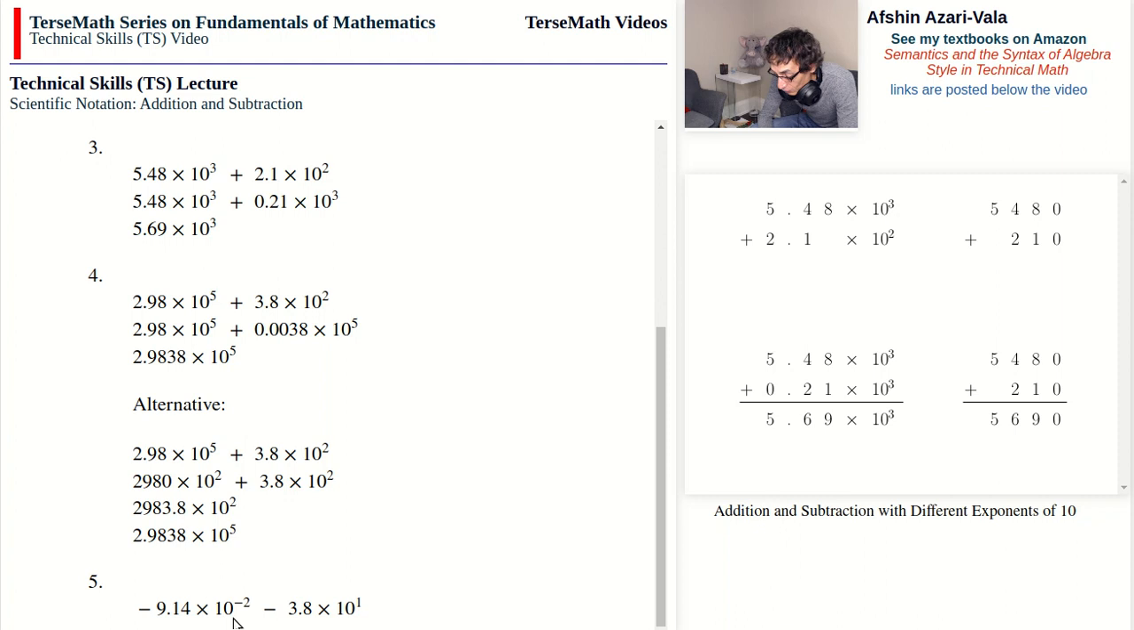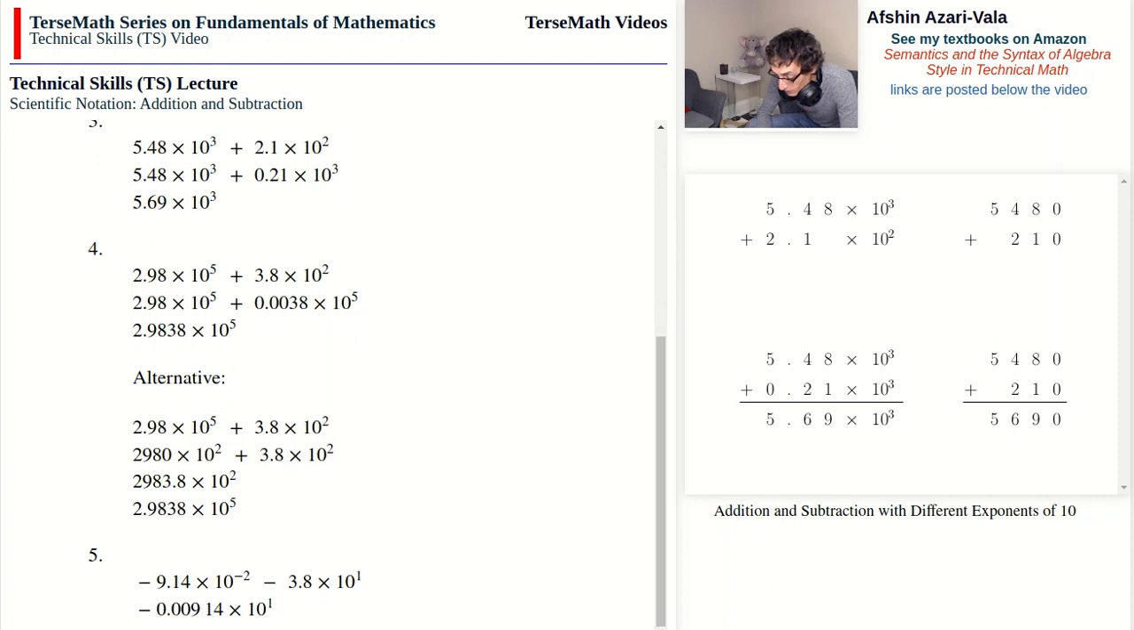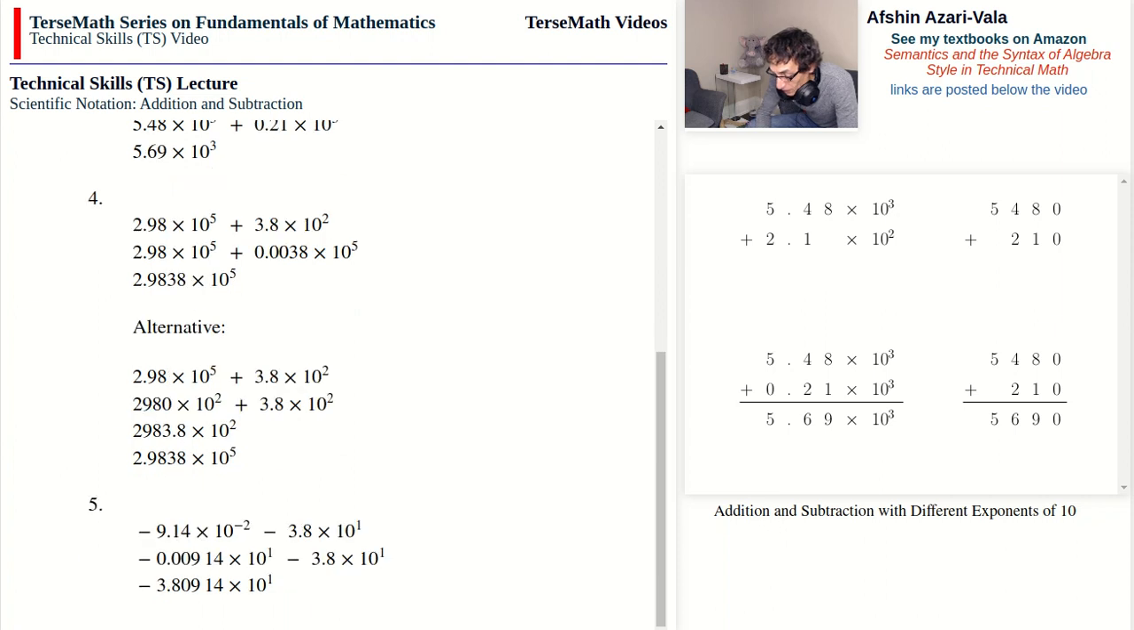That means exponent goes up by 3, and therefore decimal point moves back over 3 digits. We have negative 0.00914 times 10 to the power of 1, and the second argument of the subtraction stays the same. Now because we have two losses in a row, we add them. There will be a total loss of 3.80914 and then times 10 to the power of 1.